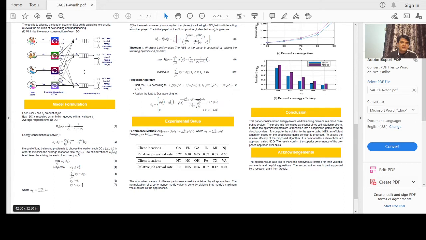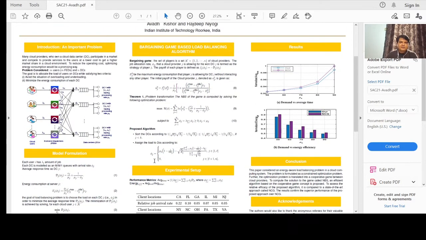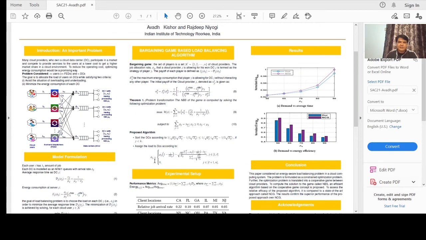The processing speed mu j of a data center must be greater than the job arrival rate phi j. Next, as we have suggested, in this work we have modeled this problem as a bargaining game. So we model this whole scenario as a game. In this game we have considered the cloud providers, or we can say there are n data centers, and we assume that all these n data centers are owned by n different cloud providers. Each cloud provider acts as a player in this game.